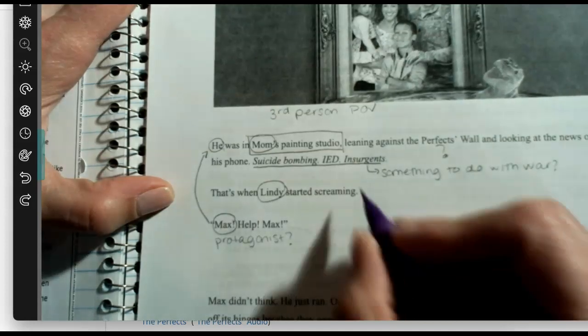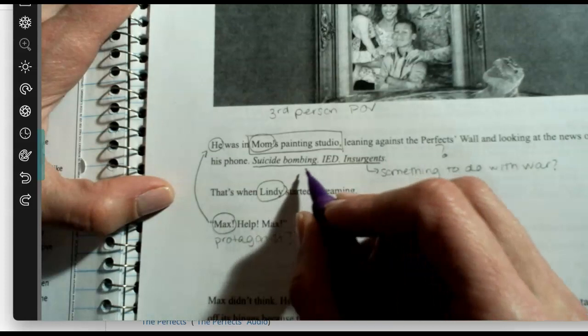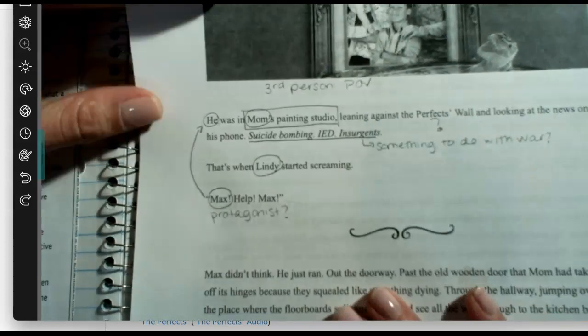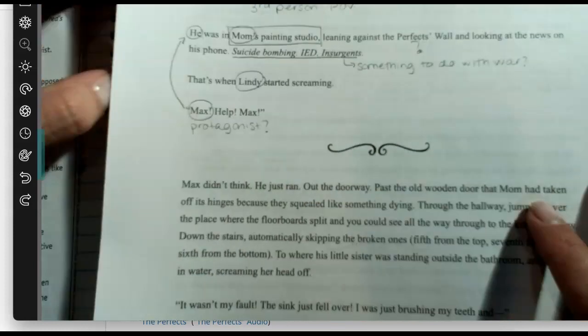It seems like he's looking at his phone and seeing on the news that maybe something bad happened, right? And then someone's screaming his name. So let's continue.